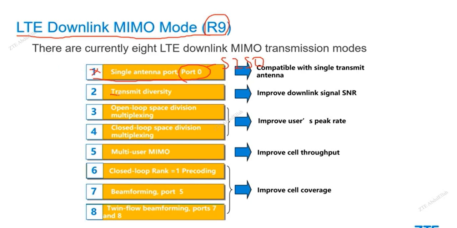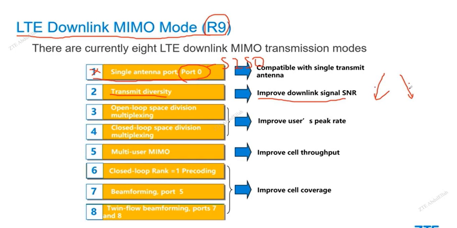Okay, the second one is transmit diversity. Transmit diversity can improve the downlink signal SNR. Diversity means, for example, you have two antennas transmitting, but these two antennas transmit the same information. Because the same information is transmitted together, this is diversity, right? So this mode can only improve the coverage. For your throughput, for your data rate, no effect.